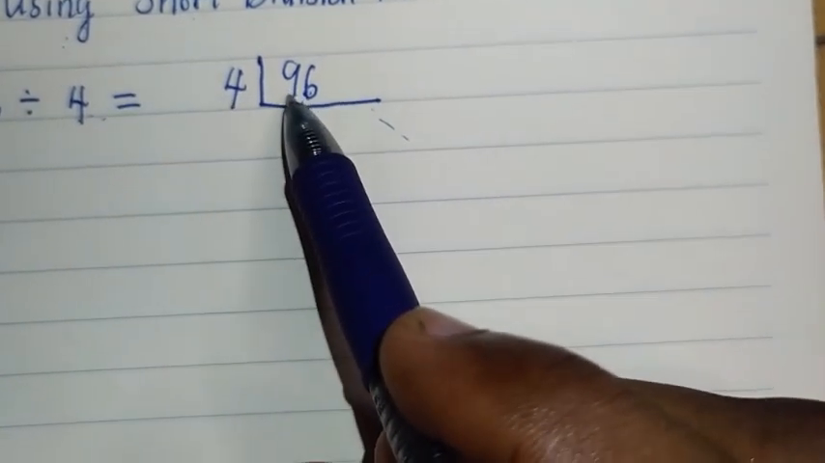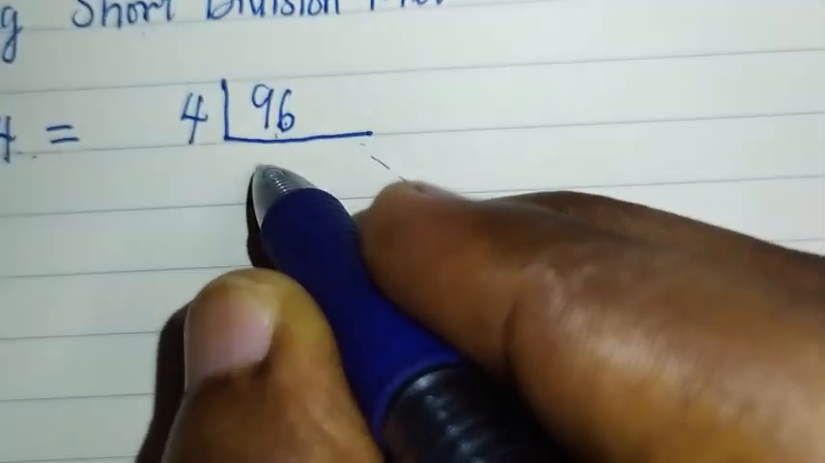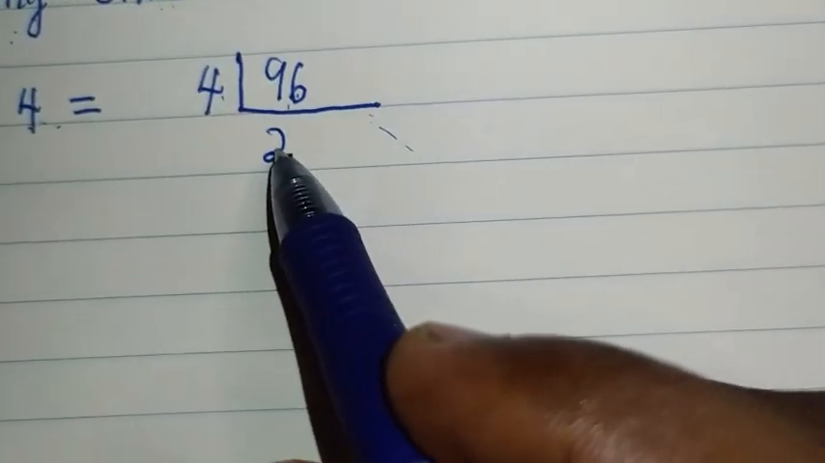Now, to divide 96 by 4, I'm going to pick the digits one by one, meaning that I'm going to start with 9. So I will say, how many 4 goes in 9? How many 4 is in 9? So 4 in 9 will basically give me 2, because if I multiply 4 by 2, that will give me 8. So if I take away 8 from 9, I will have a remainder of 1. So that means 4 in 9 is 2, remainder 1.